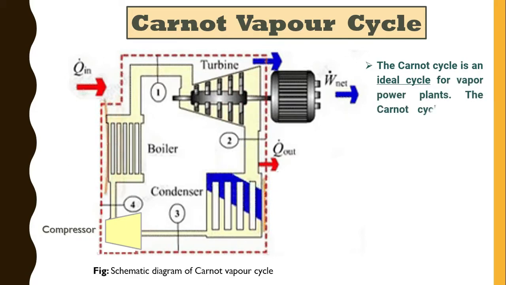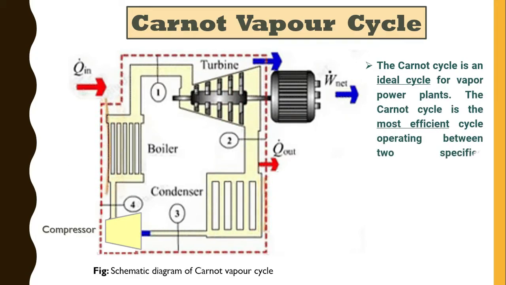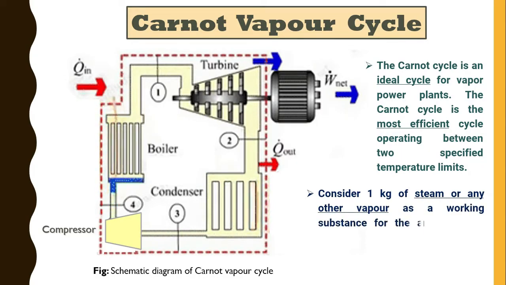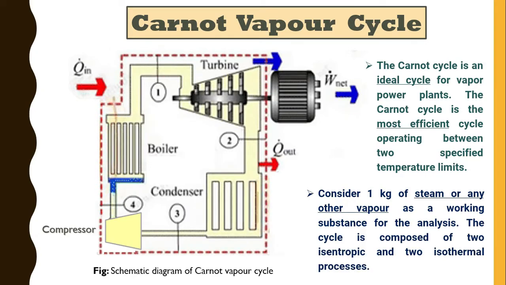The Carnot cycle is an ideal cycle for a vapor power plant. The Carnot cycle is the most efficient cycle operating between two specified temperature limits. Now here, in the Carnot vapor cycle, we are considering 1 kg of steam or any other vapor as the working substance. So whatever the working medium is, it is steam or vapor. The cycle is composed of two isentropic and two isothermal processes. The two isentropic processes are compression and expansion, and the two isothermal processes are heat addition and heat rejection.